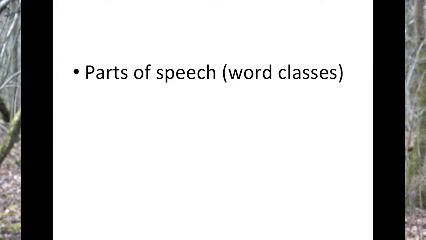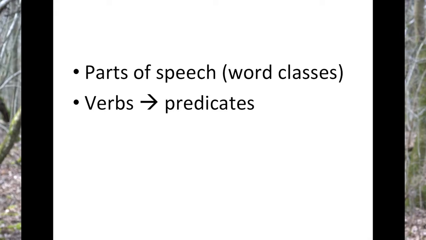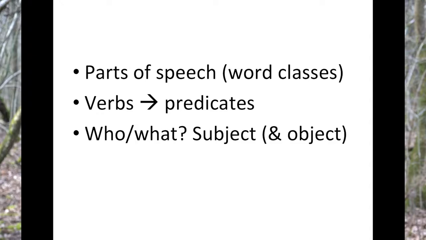We're going to look for the parts of speech, the word classes. Then we're going to look for the predicates. We're going to try and identify where the verbal action happens, because this usually gives us a clue as to what else is going on in the sentence. The next step is to ask questions to find where the subject and maybe also objects are within our clauses.